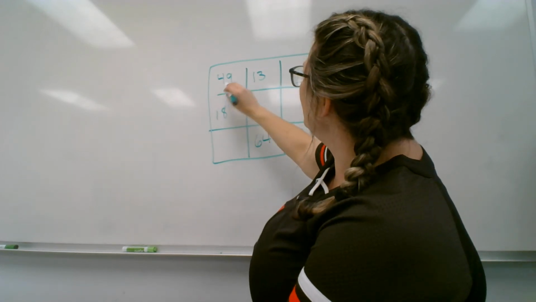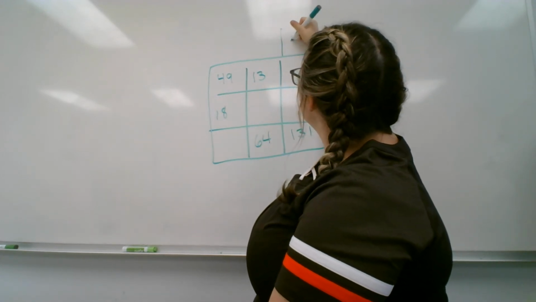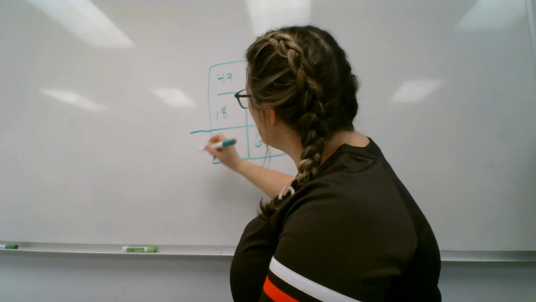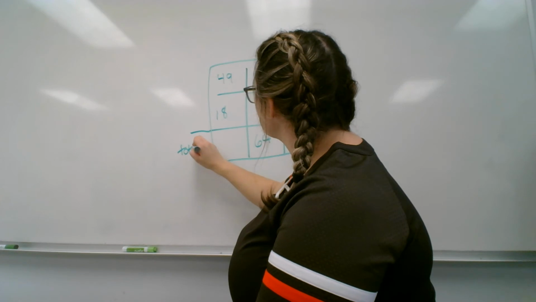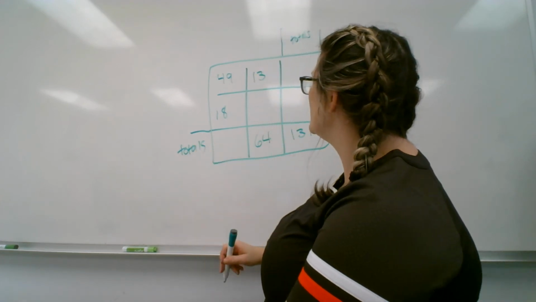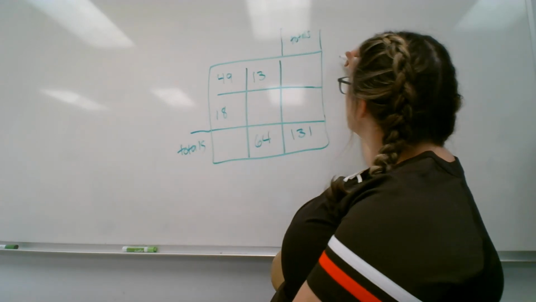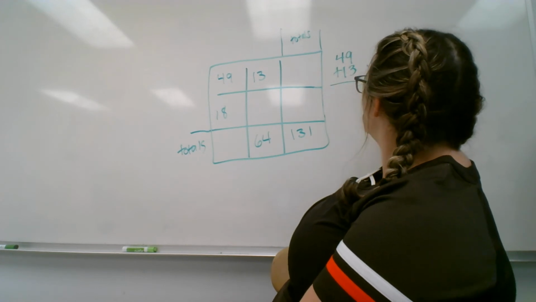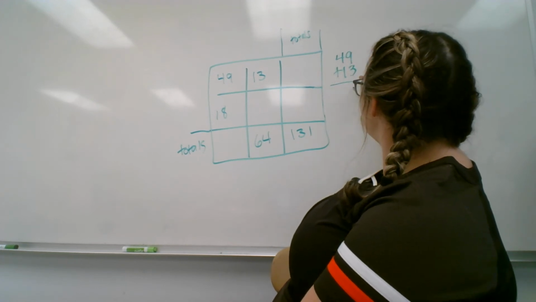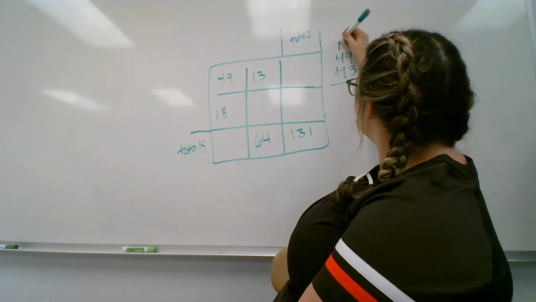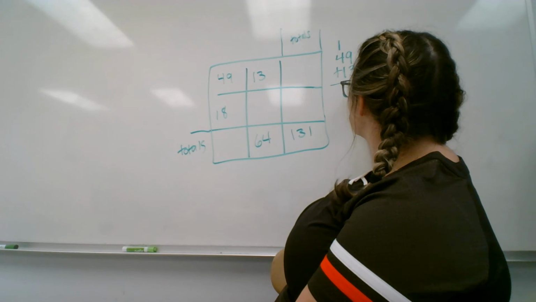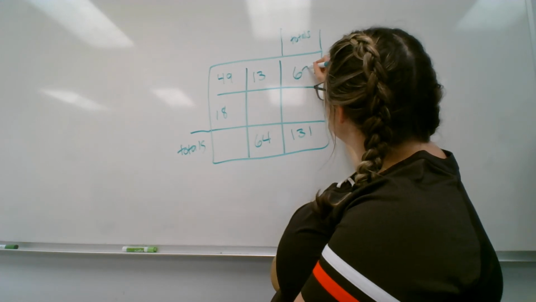I'm going to start up here on the top. I know these are my totals. And these down here are my totals. All right, so 49 plus 13. 9, 10, 11, 12. 2 down, carry the 1. 4 plus 1 is 5, plus 1 more is 6. My answer here is 62.